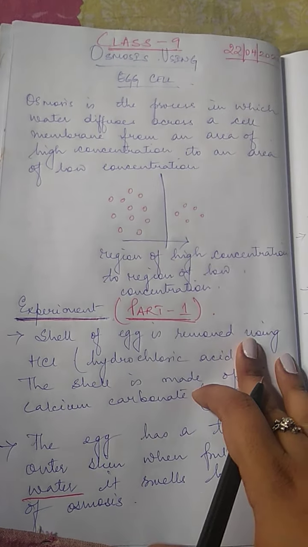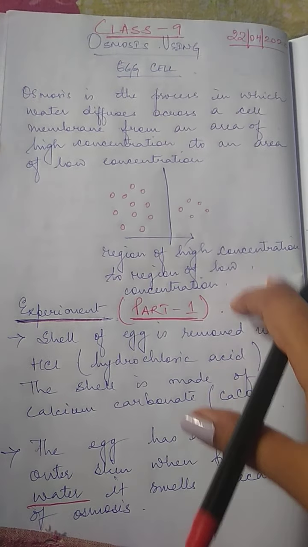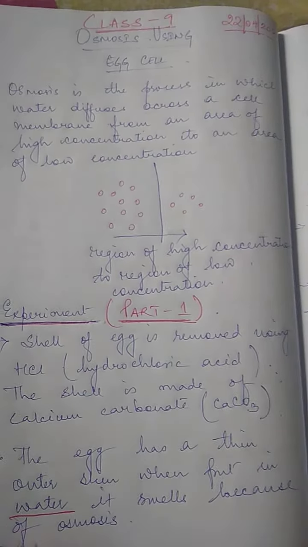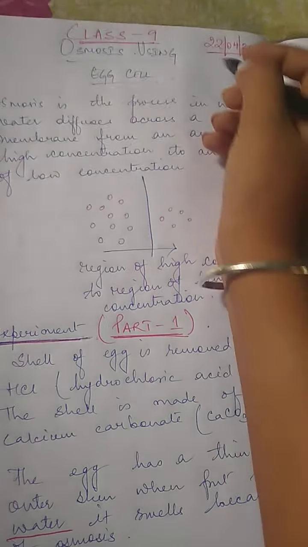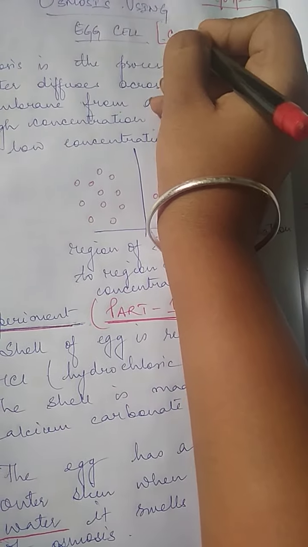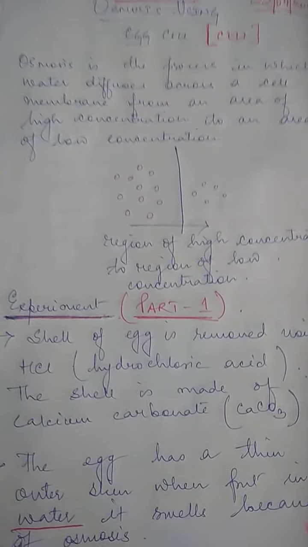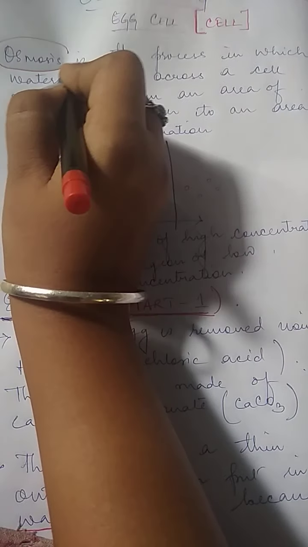Okay, children, today we are going to have a new topic, which is osmosis using an egg cell. This is related to a class 9 experiment of the chapter cell, and some of you had trouble knowing this and understanding this activity. Actually, first you have to know the topic, what is osmosis.